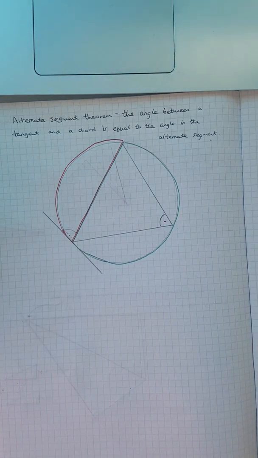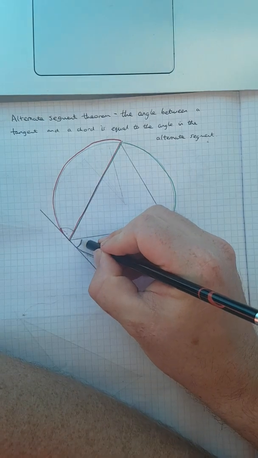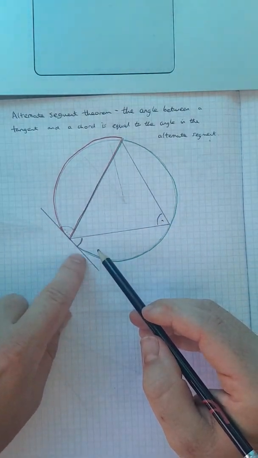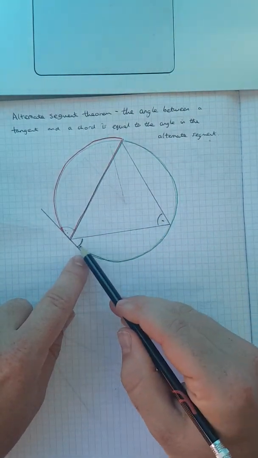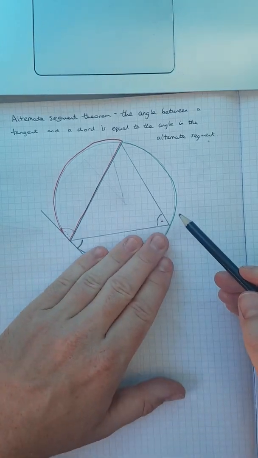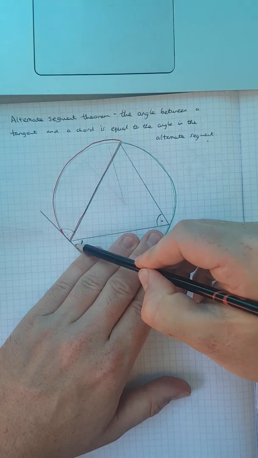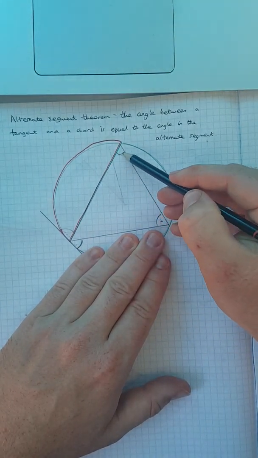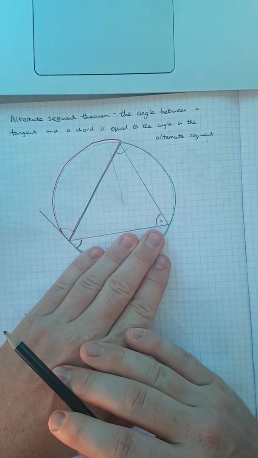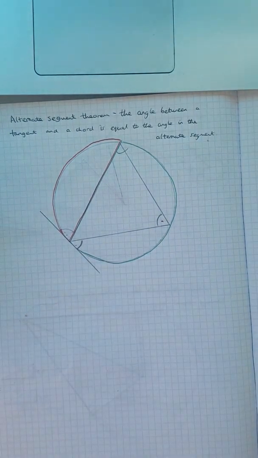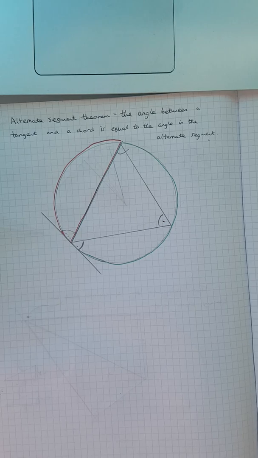Okay, now also, this angle here, here's a tangent, here's a chord, so here's the segment. Okay, so here's the other segment. This angle is equal to the angle in the other segment. Hope that's helped a little bit. That's the trickiest one.